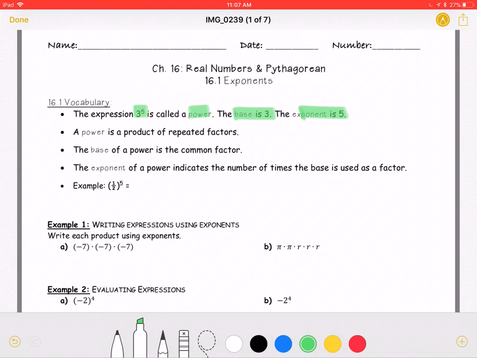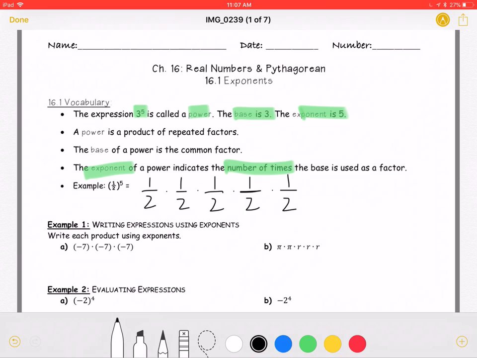A power is a product of repeated factors. The base of a power is the common factor. The exponent of a power indicates the number of times the base is used as a factor. So that's important, and I think you all mostly know this. Exponent tells us how many times we're multiplying that base or factor together by itself. So if I have 1/2 raised to the 5th power, that's telling me that I have 1/2 5 times. So if I wanted to write it out, I would say 1/2 times 1/2 times 1/2. I would write that 5 times, and then I would evaluate it. I would multiply them all together.